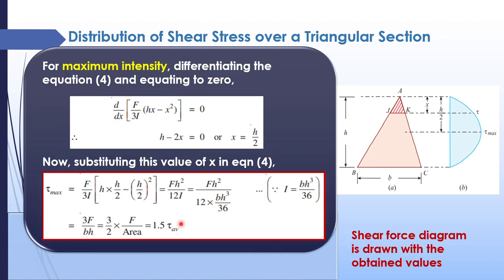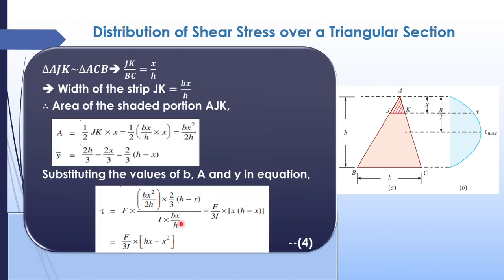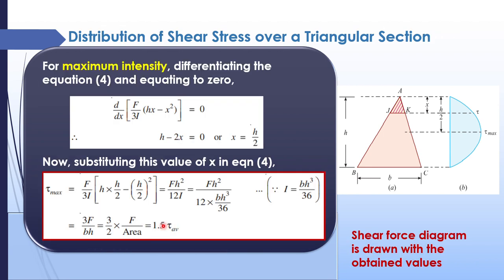Now for getting the maximum value, we don't know where the maximum value will be. So what we are doing: the maximum value of stress will be at a point where the differentiation of this tau, that is d tau by dx, is equal to 0. The maximum value of tau will occur at a point when d tau by dx is equal to 0. Substituting it, the position of maximum shear stress we will get. So for finding the position of maximum shear stress, we are setting the derivative of tau to 0.